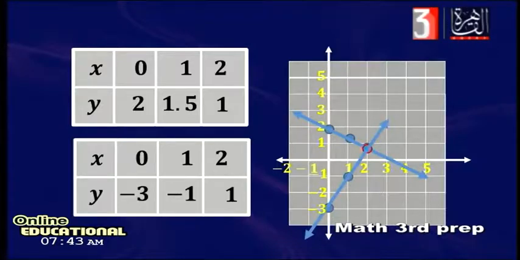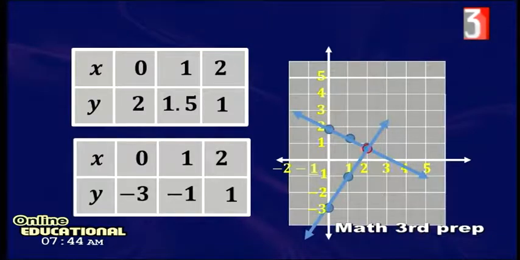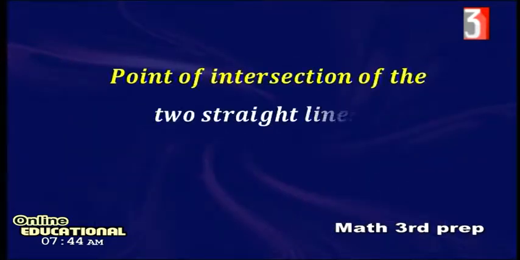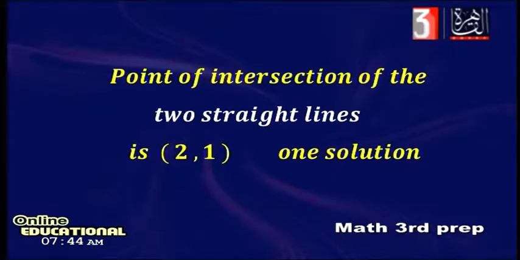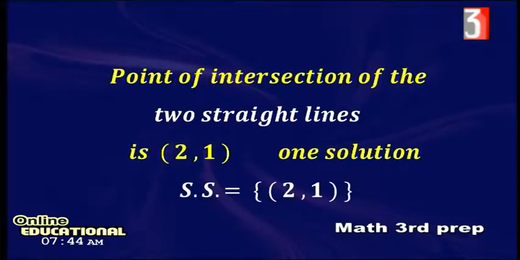So in this case, we can say that the point of intersection of the two straight lines is 2 and 1. And this is only one solution, only one point of intersection, so it is only one solution. And in this case, we can say that the solution set of the equations is 2 and 1 in an ordered pair as they are the values of x and y, and then as a set as it is a solution set. Let us have another example.